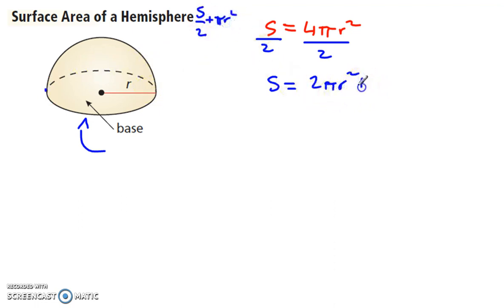So it's 2 pi r squared plus the base, pi r squared. So 2 pi r squared, we could think of that as the lateral area of the hemisphere plus the base, pi r squared. So you can rewrite this as 3 pi r squared, because we've got 2 of the pi r squareds here and another pi r squared. We've got 3 pi r squareds.